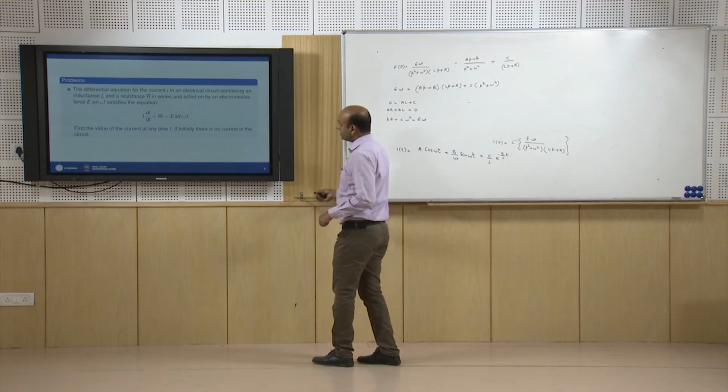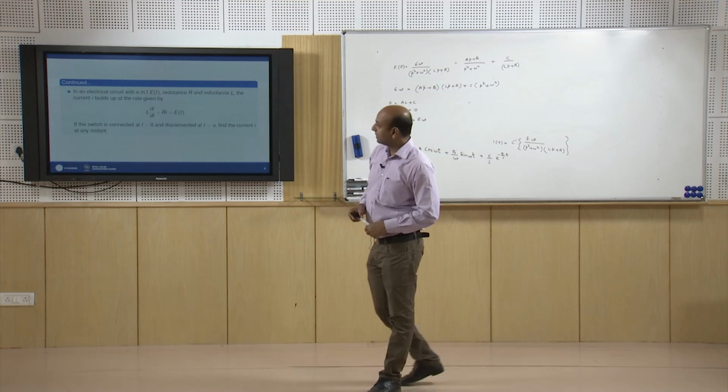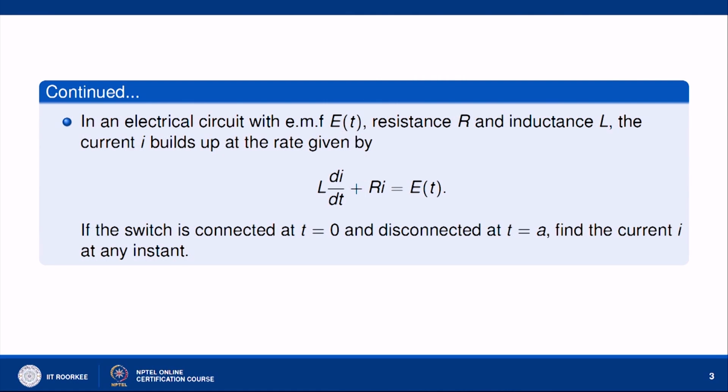Now, see the next problem. Again it is an electrical circuit problem. In an electrical circuit with EMF Et, resistance R and inductance L, the current I builds up at a rate given by this equation. Okay. Now, here if the switch is connected at t equal to 0 and disconnected at t equal to A, find the current I at any time t. Okay. So, how can we proceed for this problem?